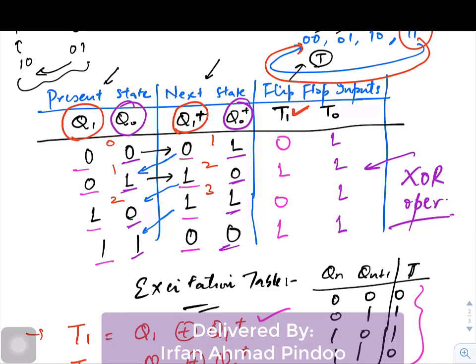Now the next step after this is my K-map. You have to wait for the second video where I will be completing this design.